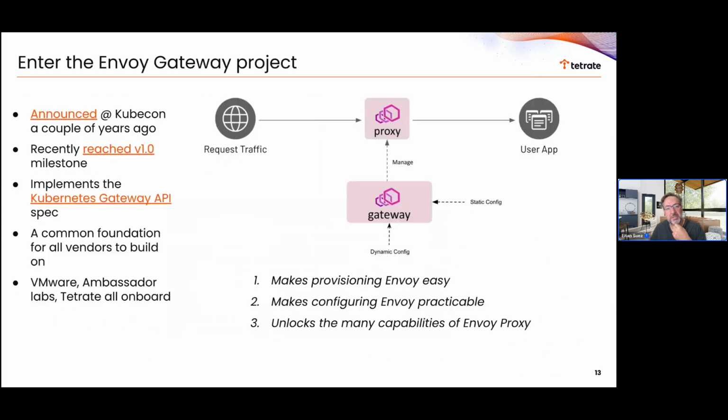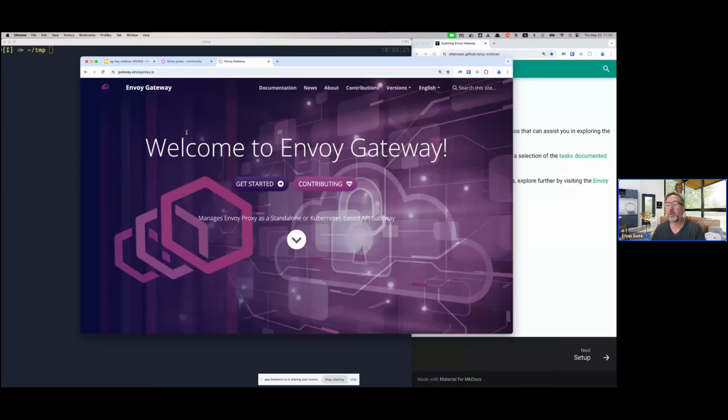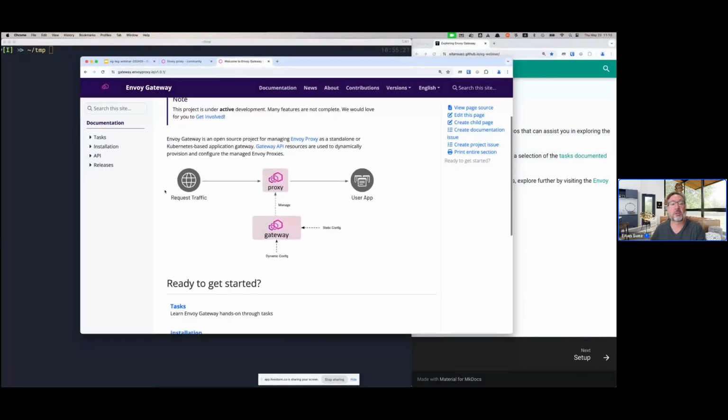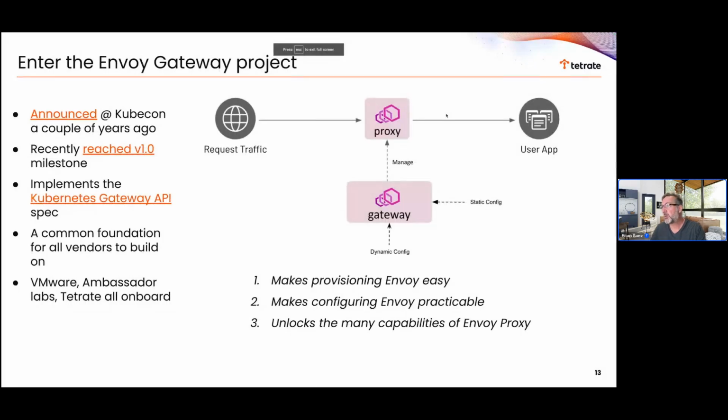Let's explore that, because that's essentially what Envoy Gateway is. If you go to the Envoy Gateway project at gateway.envoyproxy.io, this is the front page for Envoy Gateway, and you can drill down to the documentation, and there is that diagram, that illustration that I was showing a moment ago. What we see here is Envoy Gateway acting as a control plane to manage the configuration of, not just the configuration, actually, the provisioning, the lifecycle of these Envoy proxies.